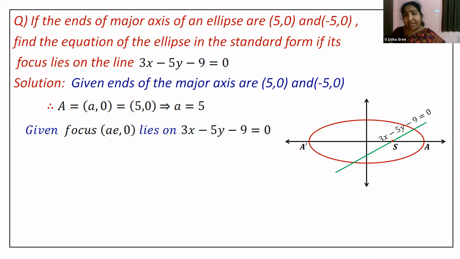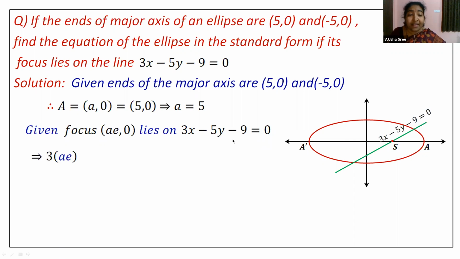So see, in straight lines topic in the first year, of course, in circles, parabola, we have discussed if a point is lying on a straight line or on a conic, that point's coordinates, when you substitute in the equation, it should satisfy the equation, isn't it? Now with that small logic what we have learned, we will try to go ahead with the problem. We will just substitute (ae, 0) in this equation 3x minus 5y minus 9 equal to 0. When we do that, it should satisfy, isn't it?